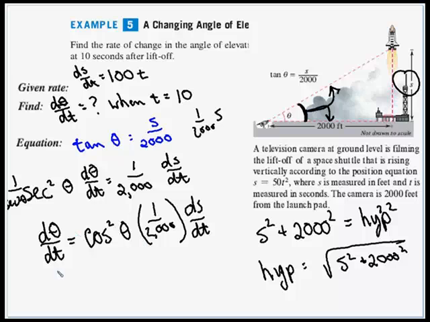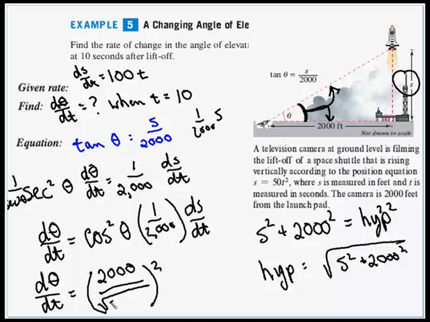So this cosine here, let me move down to d theta dt, we have a cosine squared. And we replace that cosine with adjacent over hypotenuse. The adjacent side is 2000, and the hypotenuse is what we just came up with in that radical, the square root of s squared plus 2000 squared. So the cosine squared has been replaced with this. Remember, this is a snapshot in time. We are going to plug in something eventually for that s. And then we have our 1/2000th and ds dt.